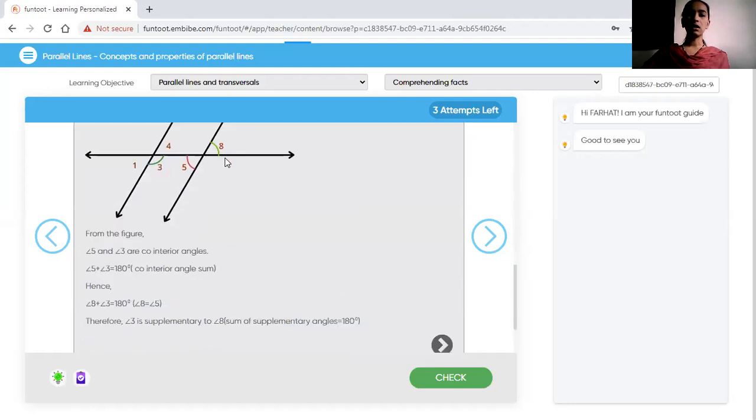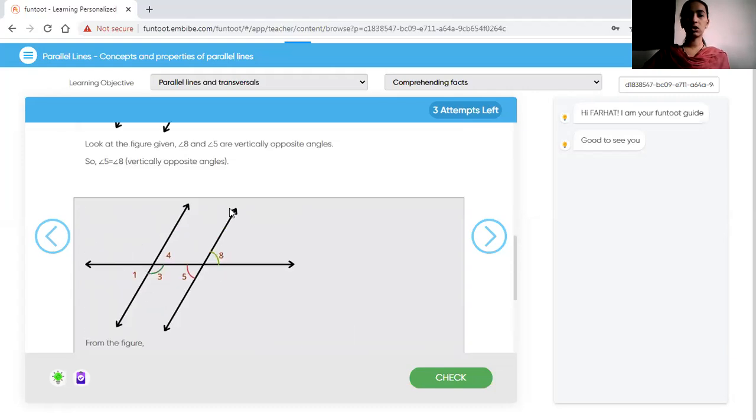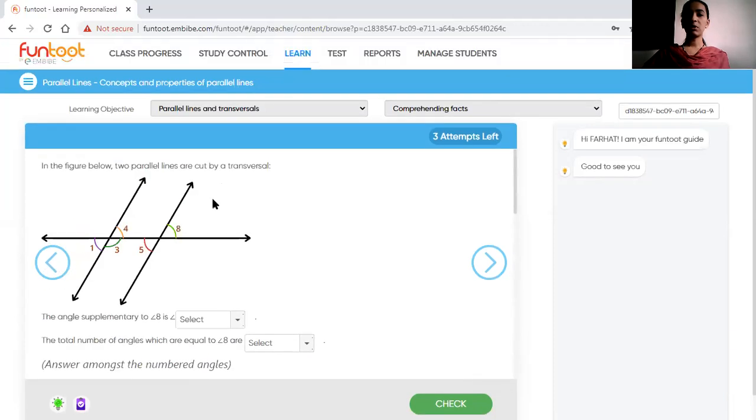Hence angle 8 plus angle 3 will be 180 degree. Why? Because 5 and 8 are equal, so instead of 5 we can take 8 also. Okay, so 8 plus 3 will be 180. Therefore angle 3 is supplementary angle to angle 8. Okay, students, understand this? What is the meaning of supplementary angle? Supplementary means their addition should be 180. Okay, so we have to find in this question which angle made 180 degree with angle 8.